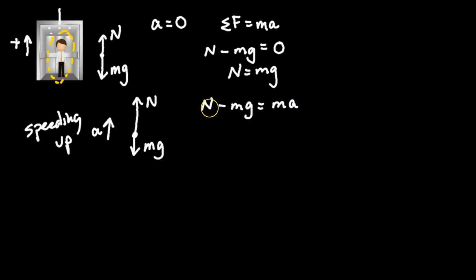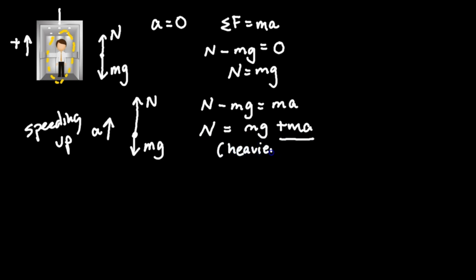Now we're looking for the normal force. What is the normal force going to be? So the normal force is going to equal, I'm going to add mg on both sides, and we get mg plus ma. So what is the significance here? Well, when the person is in the elevator, not moving or moving at constant speed, the normal force is equal to mg. But notice here, the normal force is not simply equal to mg, but is equal to mg plus ma. So that acceleration increases that force here. So this person is going to feel heavier.